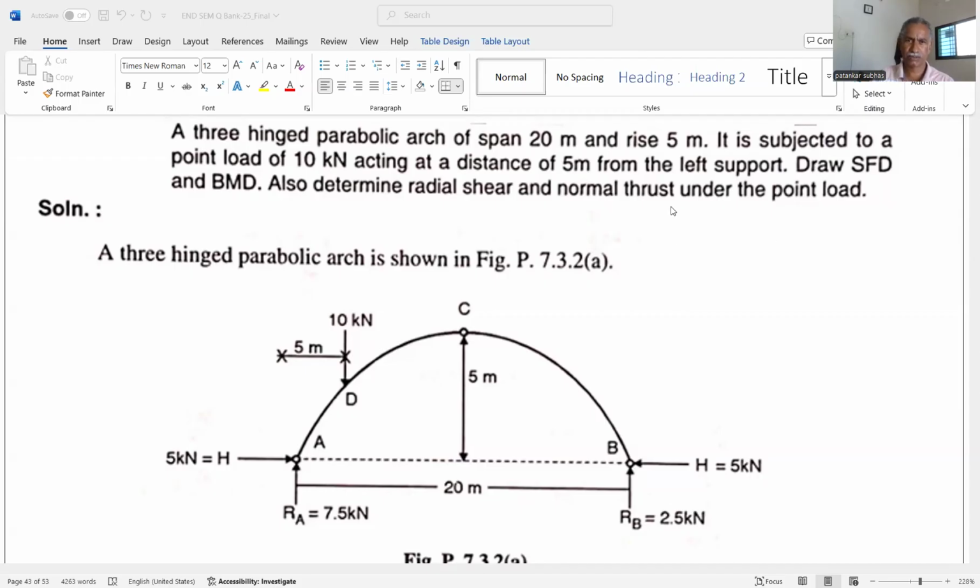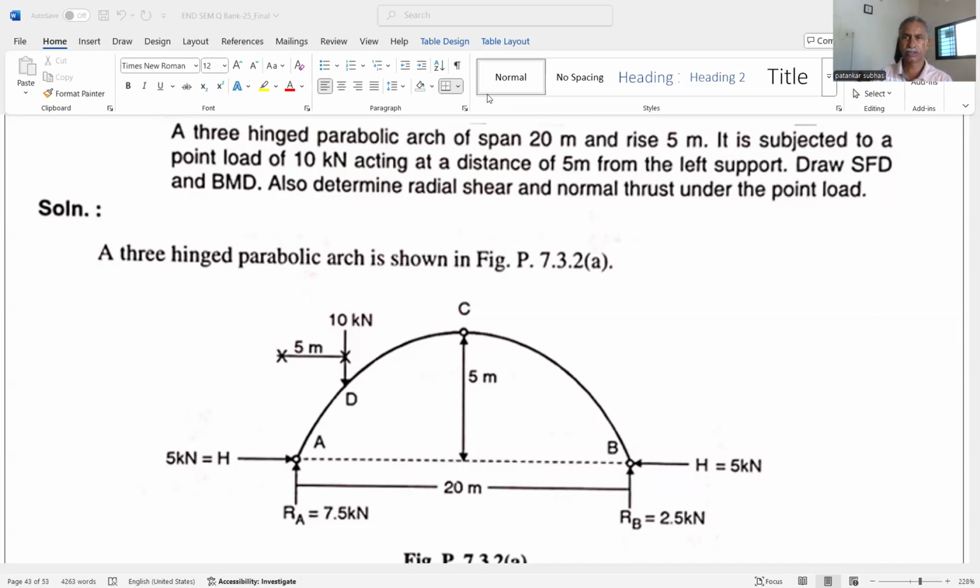Today we have discussed how to analyze the three-hinge arch. Of course, a three-hinge arch is a determinate structure because of the third hinge. We know the bending moment at that hinge point is always zero, and that's why the number of unknowns is four and the equations are also four. That's why the degree of static redundancy is zero.